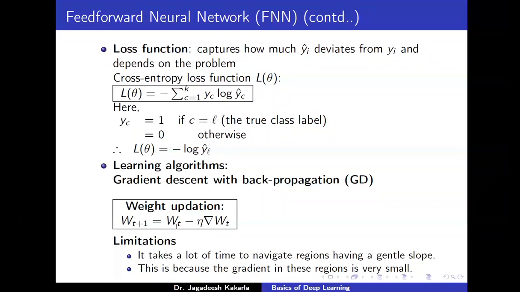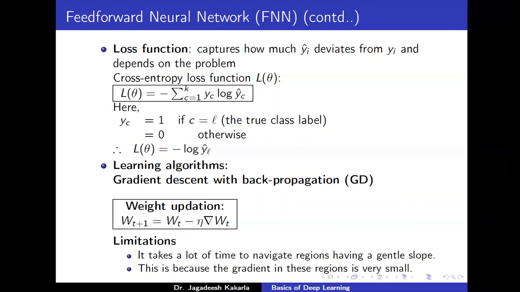W(t+1) is equal to W(t) minus mu into the derivative of the loss with respect to W. Okay. This mu we will call the learning rate. This learning rate can be static or it can be dynamic. I will discuss them in the next video. Sorry, not next video, in the next slide.